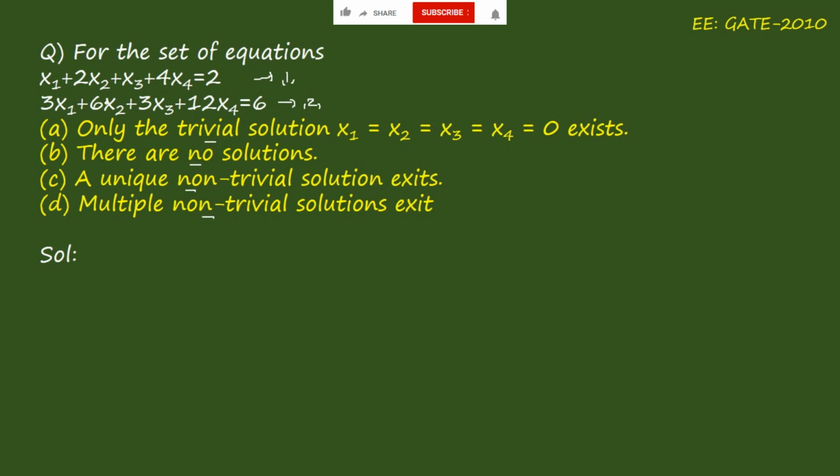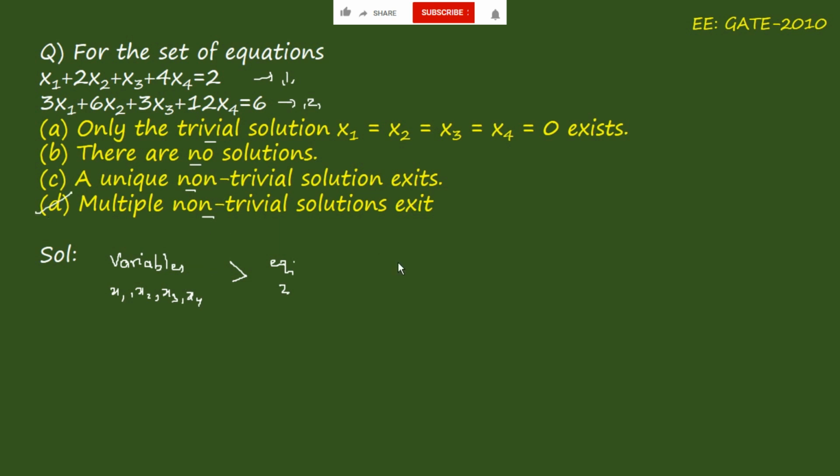So generally if you see here, how many variables are there? The variables are x1, x2, x3 and x4, and the number of equations is 2. So the number of equations is less than the number of variables. So we have multiple, many solutions. So the answer is option D.